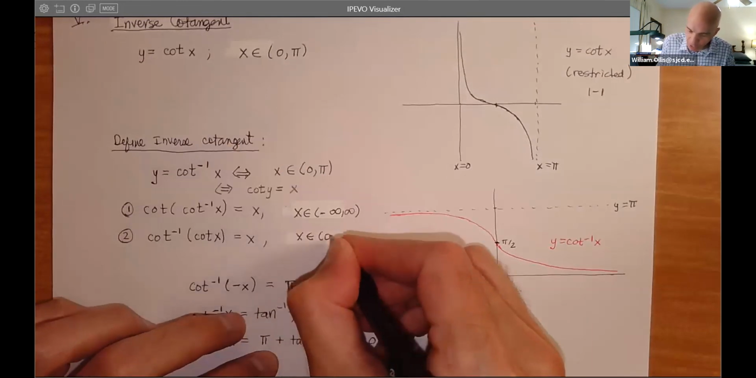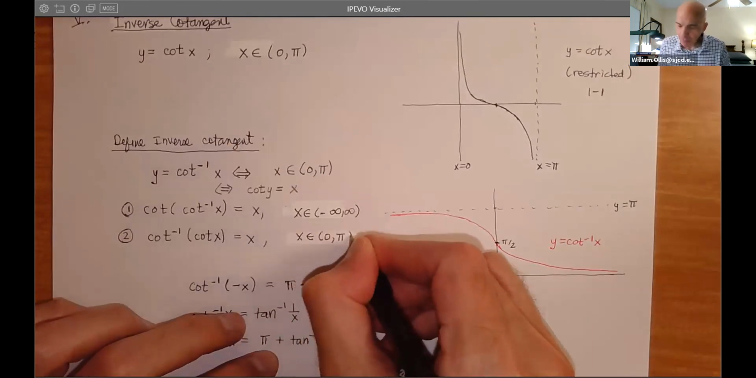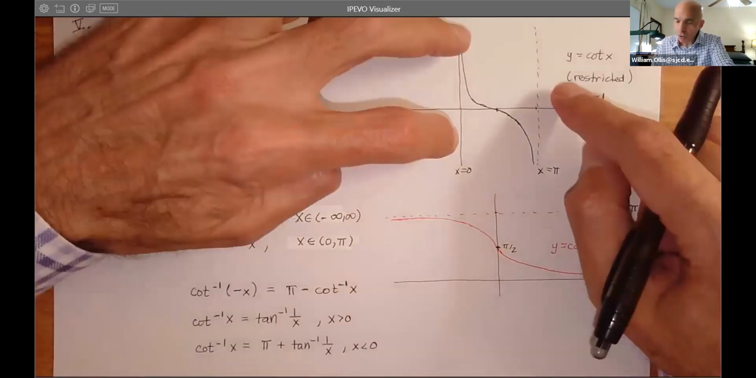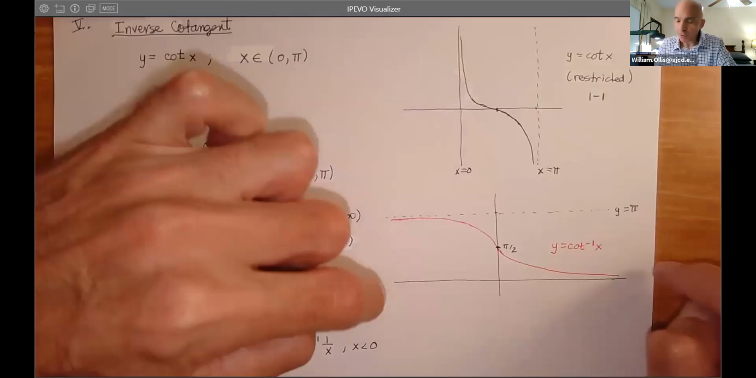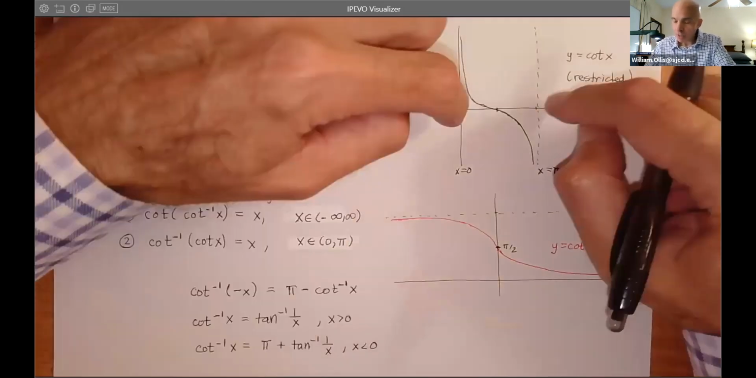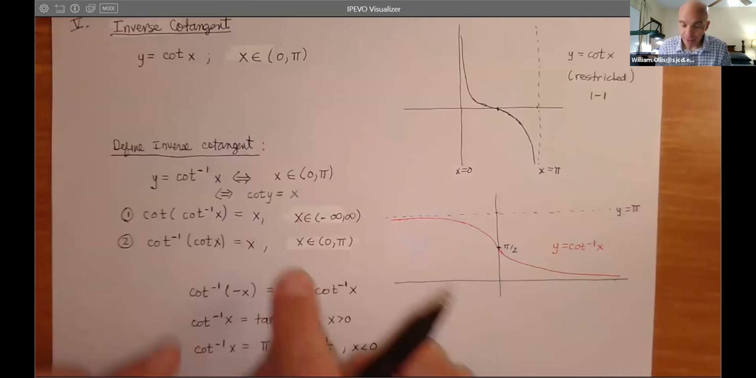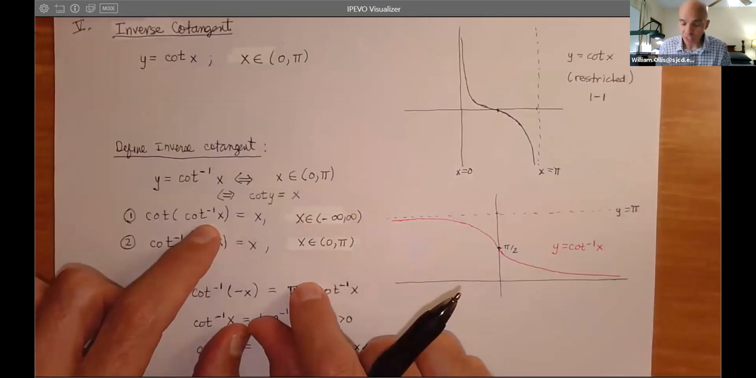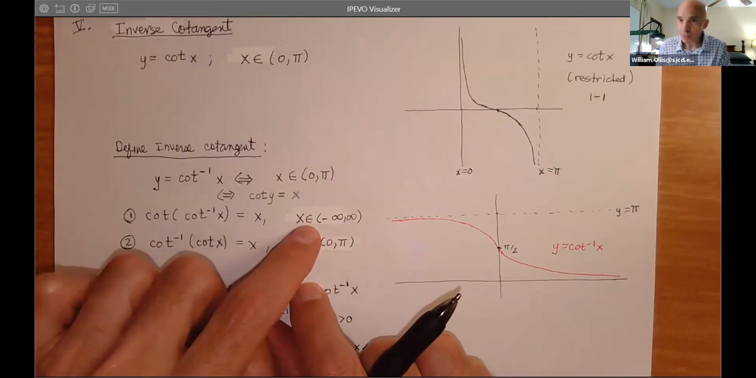The math always self-corrects itself. So again, remember, the range here, which is all reals, becomes the domain of the inverse, and the domain here becomes the range. So when we substitute a value of x into the inverse cotangent, it can be any real number, so this must be respected.